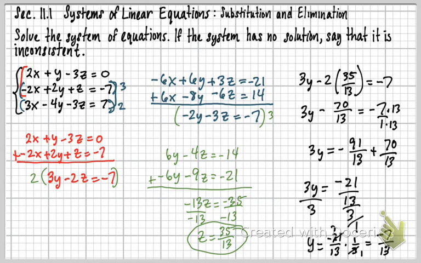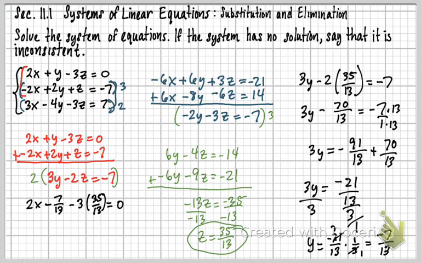I'm just going to do that in this little corner off to the left here, because I'm almost done with this. So I have my y and my z. Now I need my x. So I'm just going to plug it into the top one here. So that's going to be 2x plus, or I should say, minus 7 over 13 minus 3 times 35 over 13 equals 0.